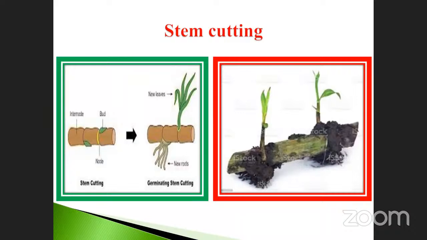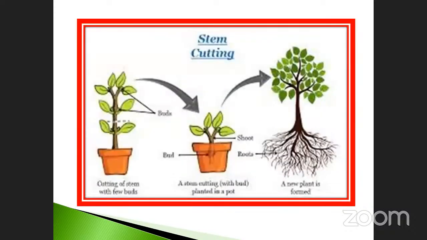This is called sugar cane. It is very important for commercial purposes. This stem should be disease free. That is very, very important. Many times it has been asked in NEET questions.